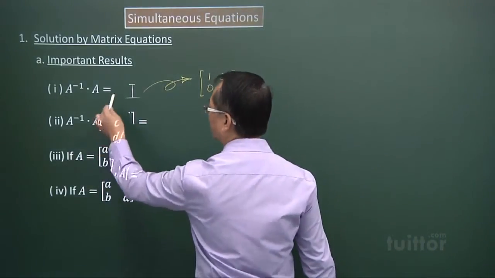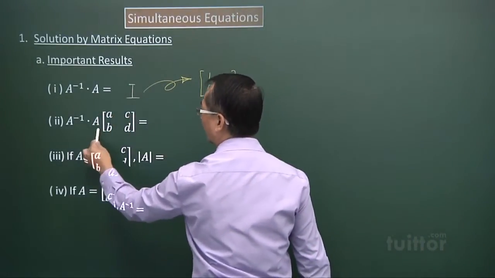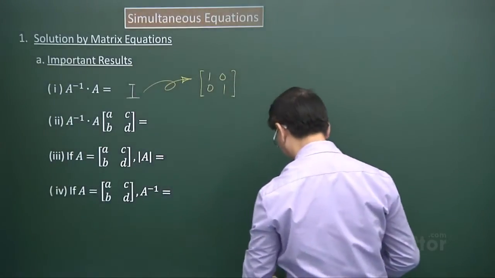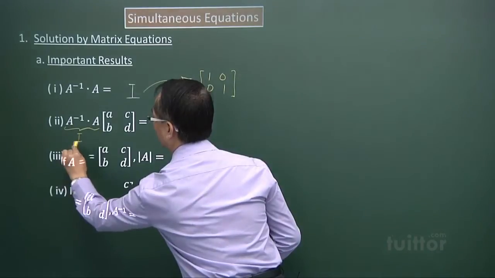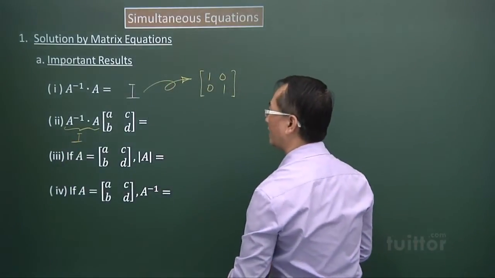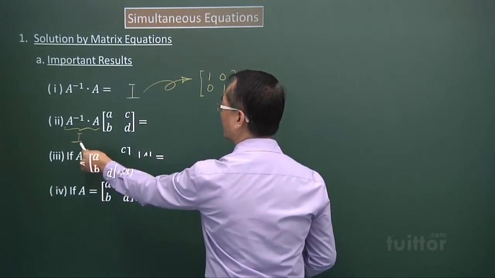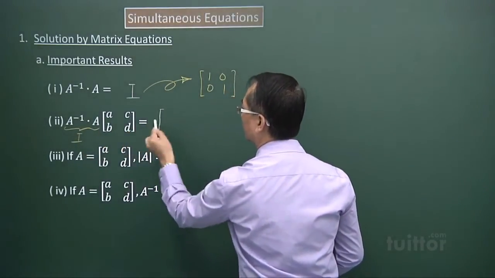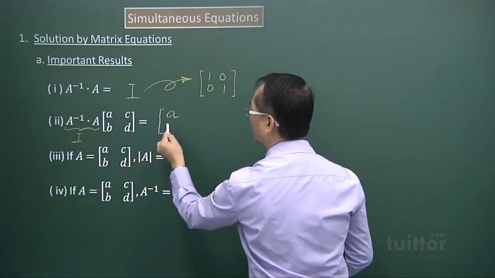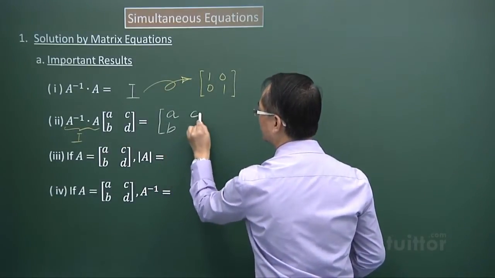Next, with this result that I have, I get an identity matrix there. So when you have the identity matrix multiplied to this matrix, I'll get back the 2 by 2 matrix A, B, C, D.